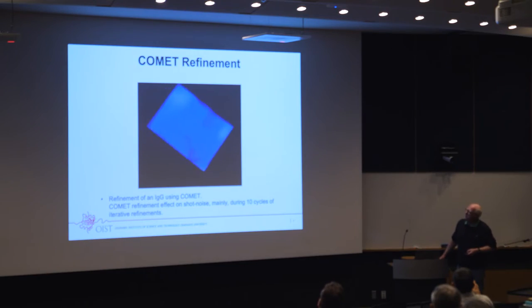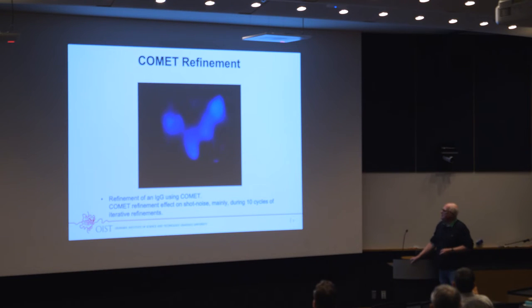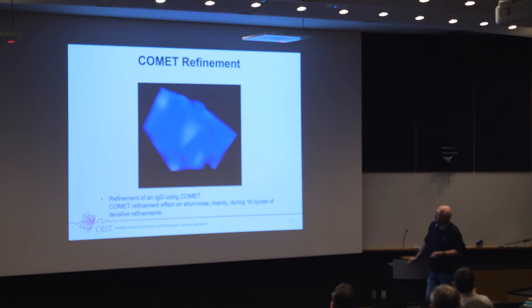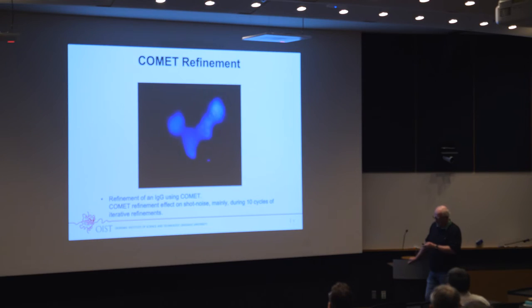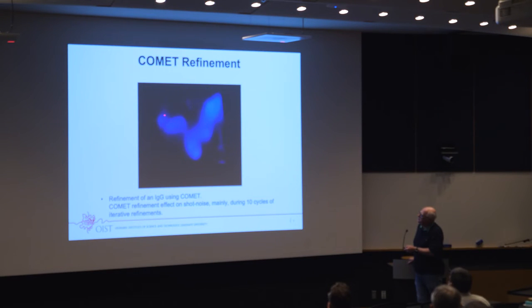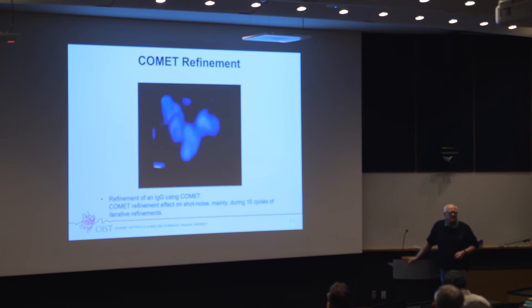So here's an example, a long time ago, of an antibody rotating and going through 10 cycles of refinement, and you can see how efficiently the noise is removed through the cycles. So this antibody is actually here, and up in that corner you can see it's actually binding to here. It binds to its antigen.